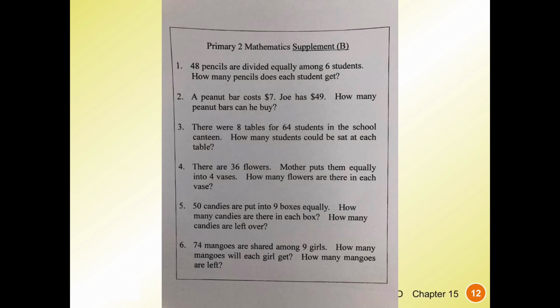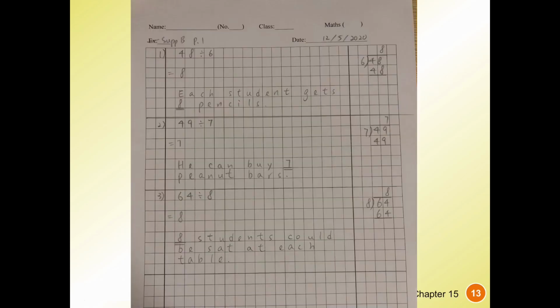So for the first question, 48 pencils are divided equally among 6 students. So 48 will be our dividend, and there are 6 groups, 6 students. How many pencils does each student get? So we would like to know the number of items in each group, or the number of pencils that each student gets. So here, this is the Math A, Math B paper. So 48 pencils divided by 6, we have 8.